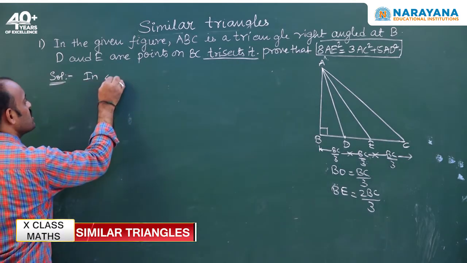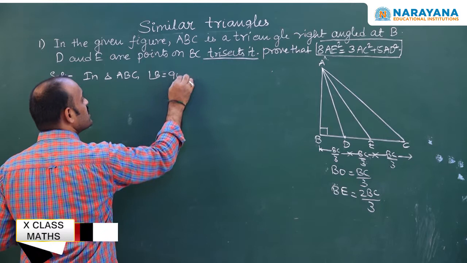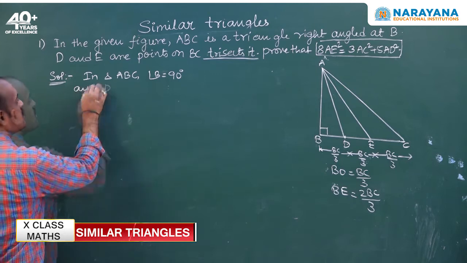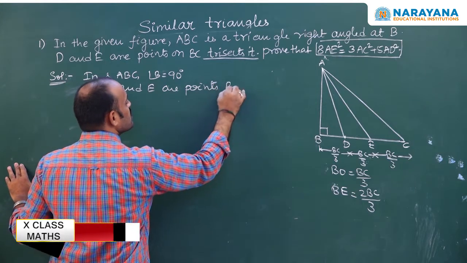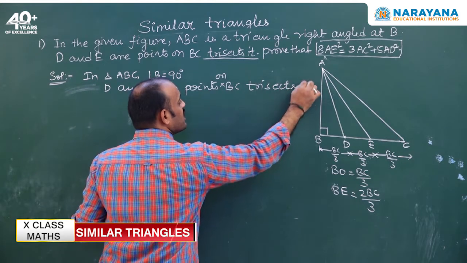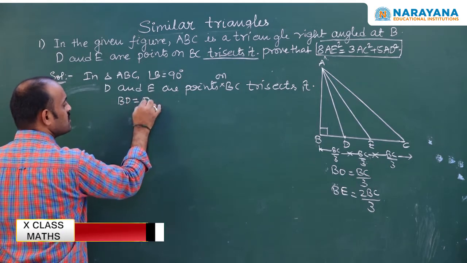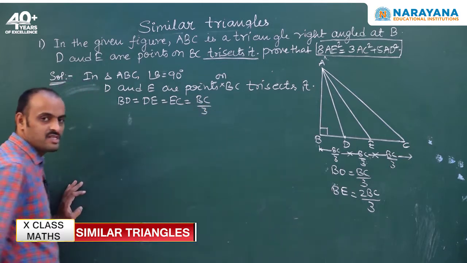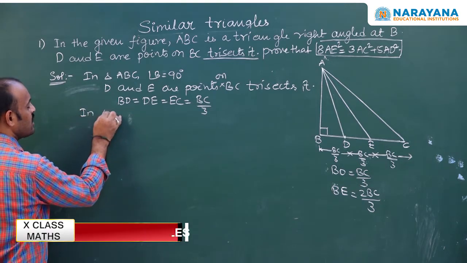In triangle ABC, what is given has to be written first. Angle B is equal to 90 degrees, as they have mentioned, it is a right angle triangle. And D and E are points on BC. BC trisects it. Trisecting means dividing into 3 equal parts, that we have already done here. Therefore, BD is equal to DE is equal to EC is equal to 1/3 of total length BC. Now, I can make use of Pythagoras theorem in triangle ABC.